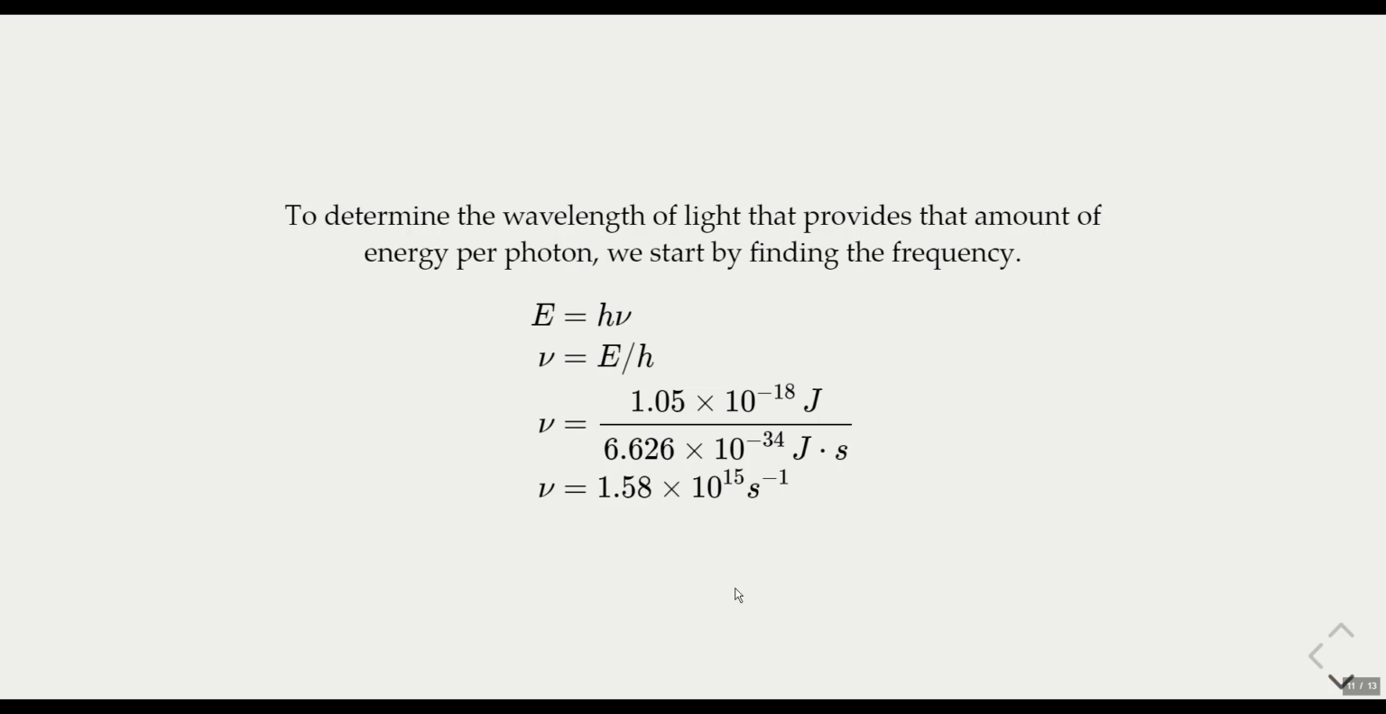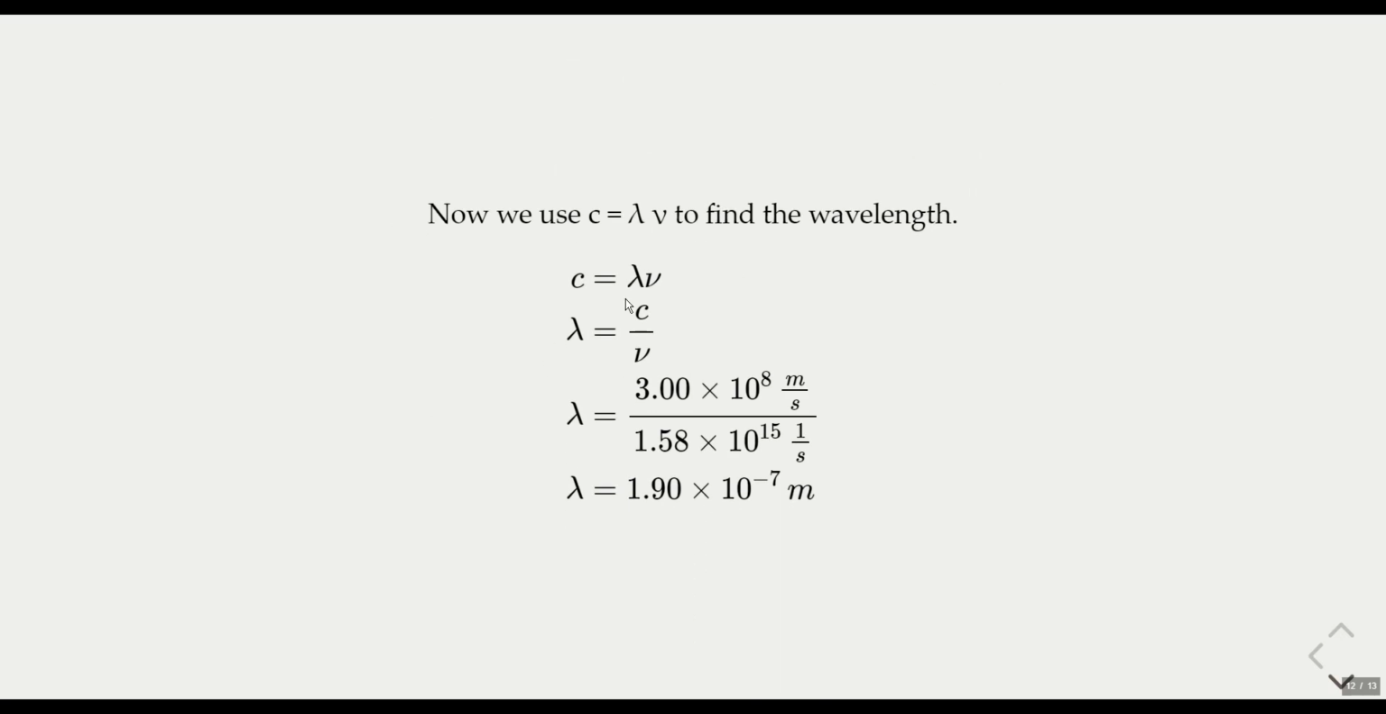Almost home free. I have a frequency. I just need to find a wavelength. We know how to do that. Divide that into the speed of light. Here we go. Speed of light is the wavelength times the frequency. I solve for the wavelength. I divide the speed of light by that frequency, and I get 1.90 times 10 to the minus 7.